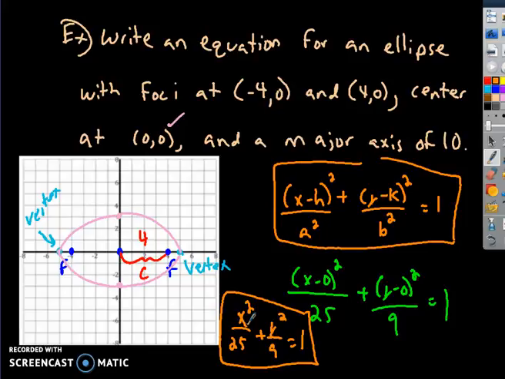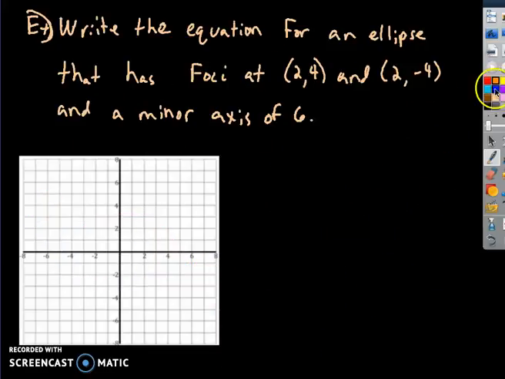All right, let's do another example like this one, where they give you details, give you clues, and you have to find the equation. All right, so this is a new example. It says write the equation for an ellipse. It has foci at (2, 4) and (2, -4) and a minor axis of 6.